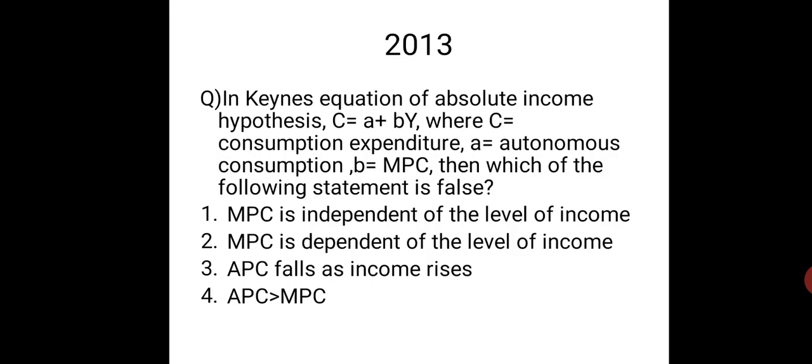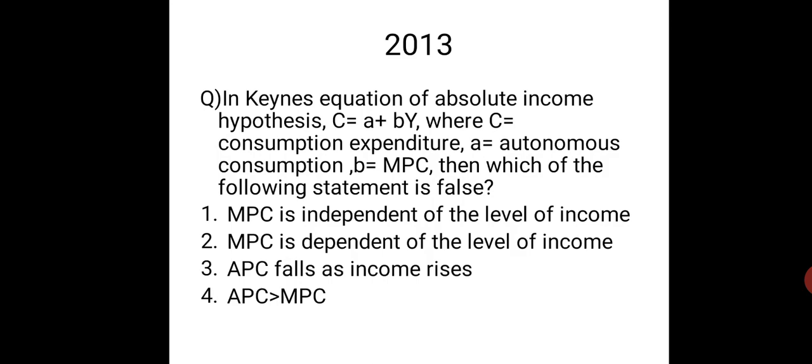Coming to the first statement, MPC is independent of level of income, which we have already discussed in our first question. MPC is exogenously determined, it is positive and constant, it is independent. So MPC is independent of level of income is a correct statement. So that cannot be the answer. Which makes the second statement, which is just opposite to that of the first statement, false. MPC is dependent on level of income is completely opposite to that of the first statement. So it has to be false, right?